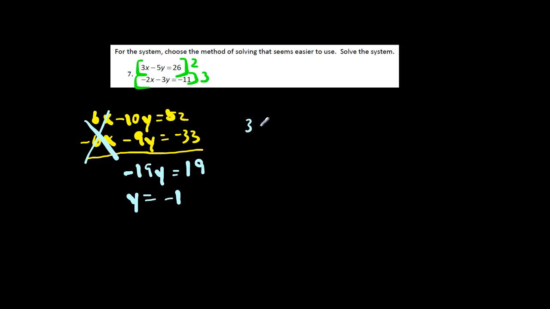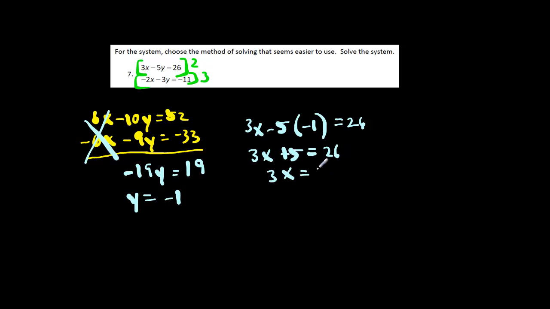I'll plug it in the top one, use parentheses when substituting. So we get 3x plus 5 equals 26. 3x equals, subtract 5 from 26, you get 21. Divide by 3. Write your answer as a coordinate. It's a point, x comma y. 7 comma negative 1. Because this implies that the answer to the system is the point of intersection, 7 comma negative 1.